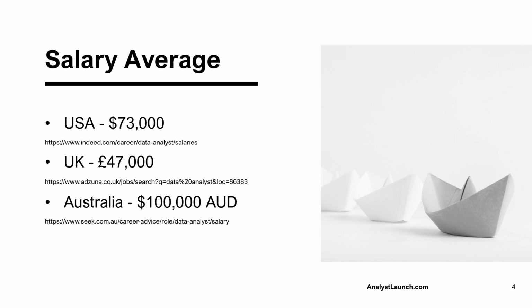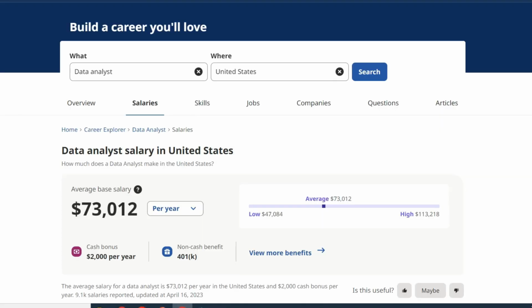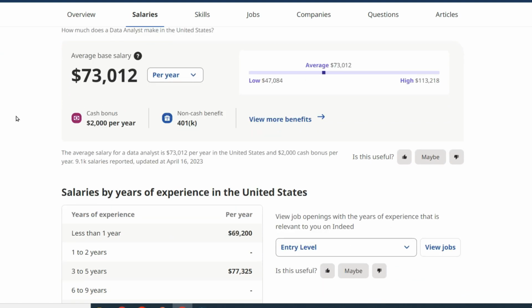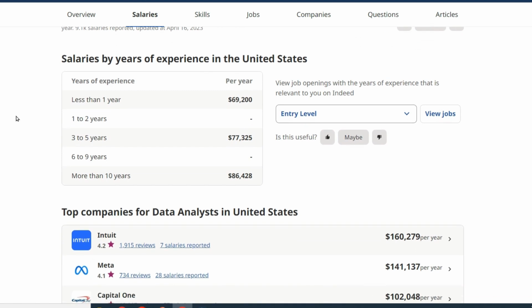Let's have a look at the websites just to dig down a little. Here is the latest salary information from Indeed.com for the United States. You can see the average is $73,000, but if you look down, there's a nice explanation here. Less than 1 year, $69,000. In other words, a junior analyst is going to earn about $69,000. 3 to 5 years, $77,000, and more than 10 years, $86,000.